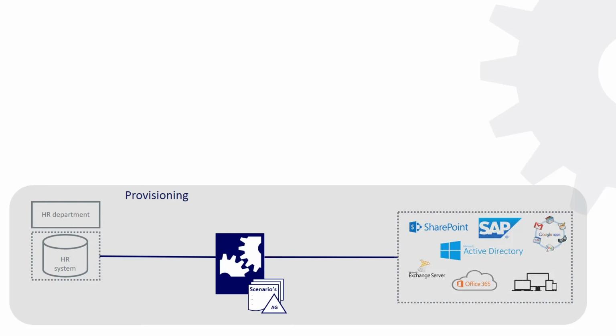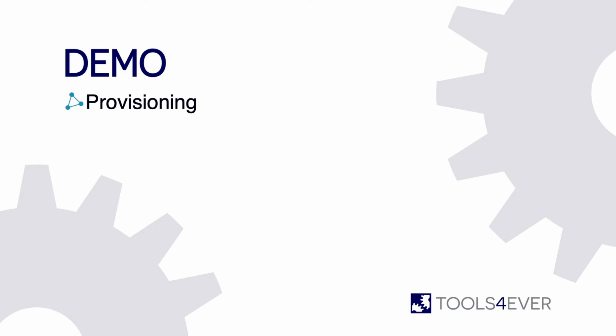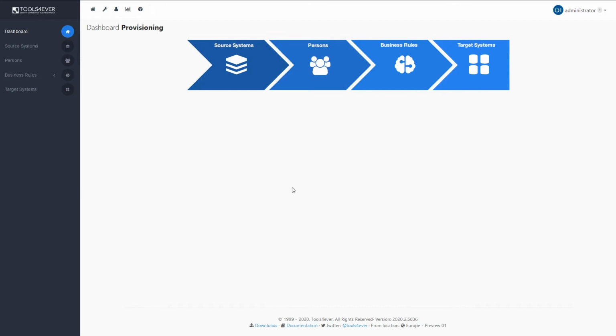The main purpose of the provisioning module in HelloID is to automate the whole user lifecycle management and to make this process more efficient and more compliant. Let's demo this HelloID module. We will start in the HelloID portal. We switch over to the admin portal.